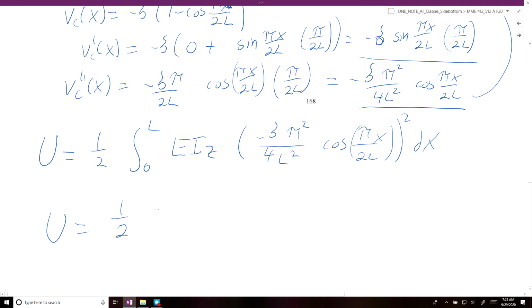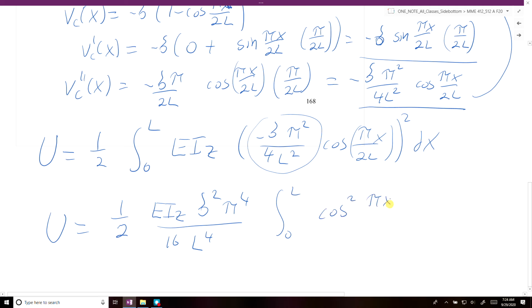What we end up getting here is U equal to 1/2 times EI, which we can take out. All these terms, this coefficient out front, is a constant, so we can take it out. This is going to end up being delta squared pi to the 4th over 16 L to the 4th. And then we're going to be left with the integral from 0 to L of cosine squared of pi x over 2L dx. In order to evaluate the integral of cosine squared, we can go back to the integration tables.